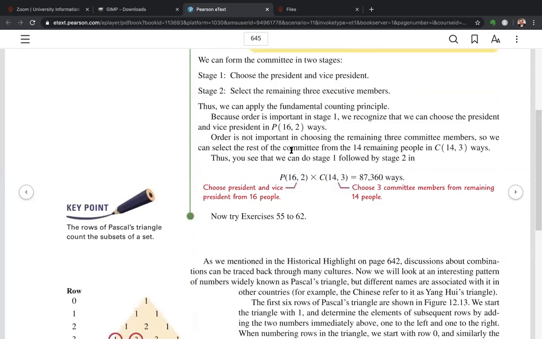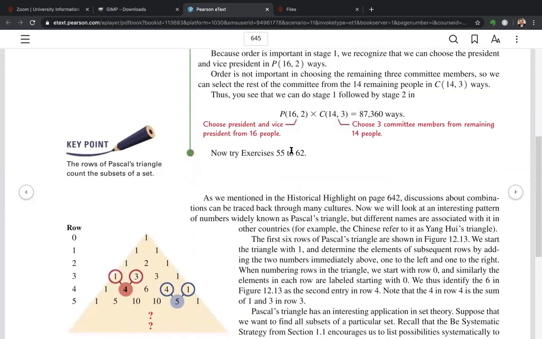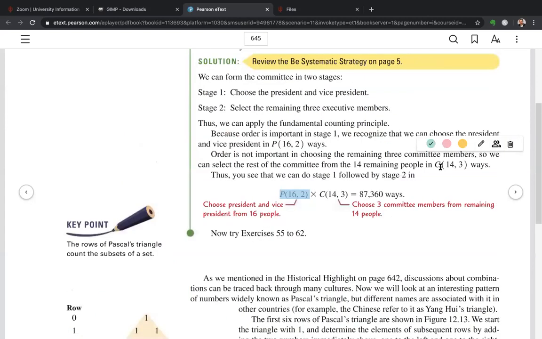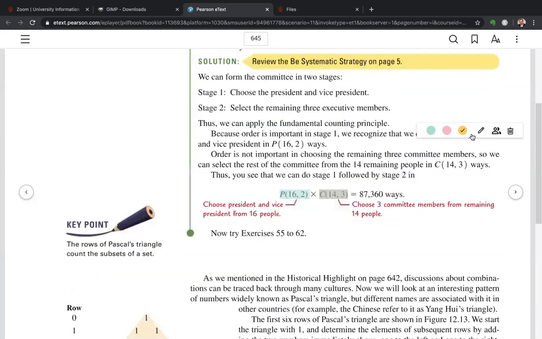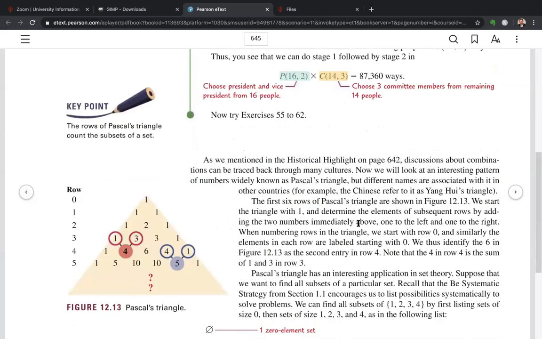So that means that once you've chosen the president and the vice president, there are 14 people left that you can choose from. So it's going to be the permutation of 16 people choose 2. That's going to elect your president and vice president right there, okay? And then you're going to have a combination of 14 people choose 3. That's a combination because the order doesn't matter.